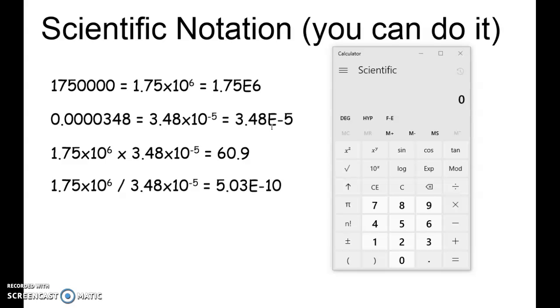Now, I'm going to show you some examples of how to do calculations in scientific notation. Whatever calculator you have, I encourage you to get on YouTube and just look up how to do scientific notation on that particular calculator, whether it's an iPhone or Android or a different computer, or if you have a TI-Nspire or whatever. There's a way to do this on all of those calculators.